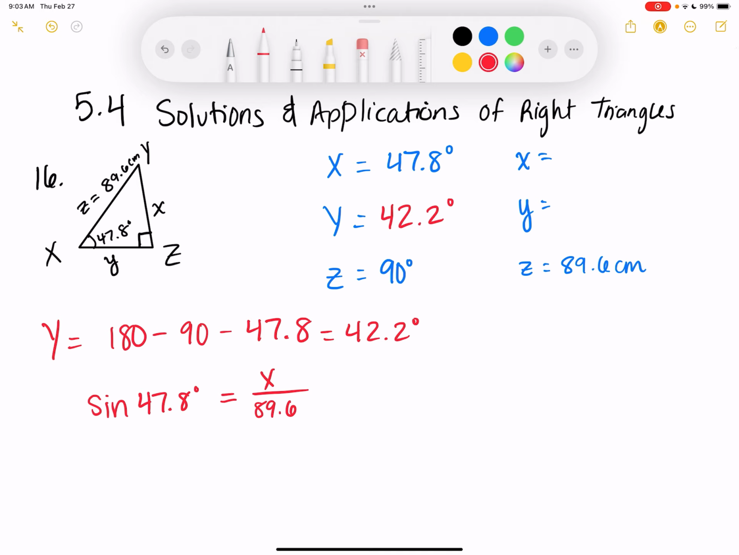And then to get x by itself, I multiply both sides by 89.6. So I'll have 89.6 times the sine of 47.8.